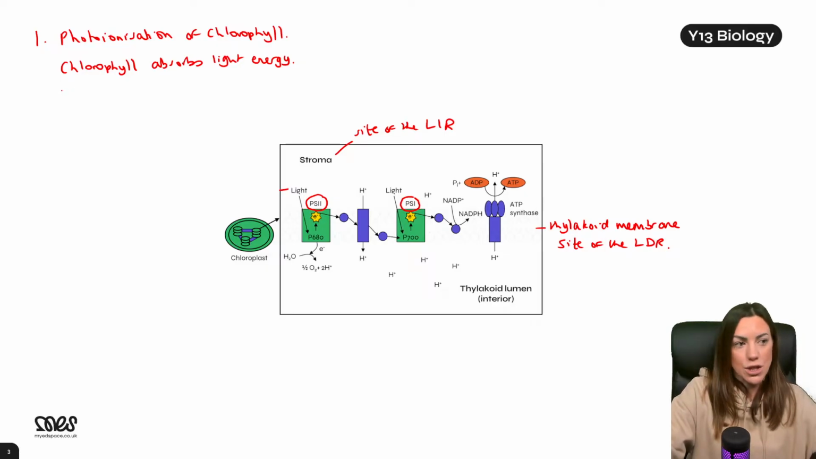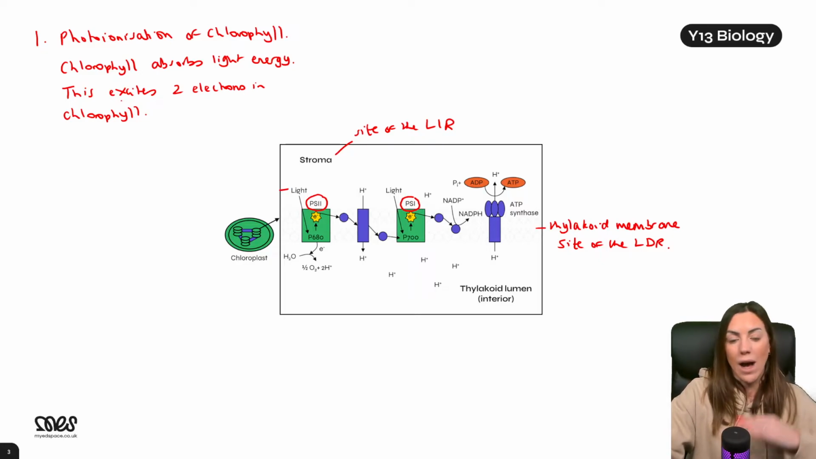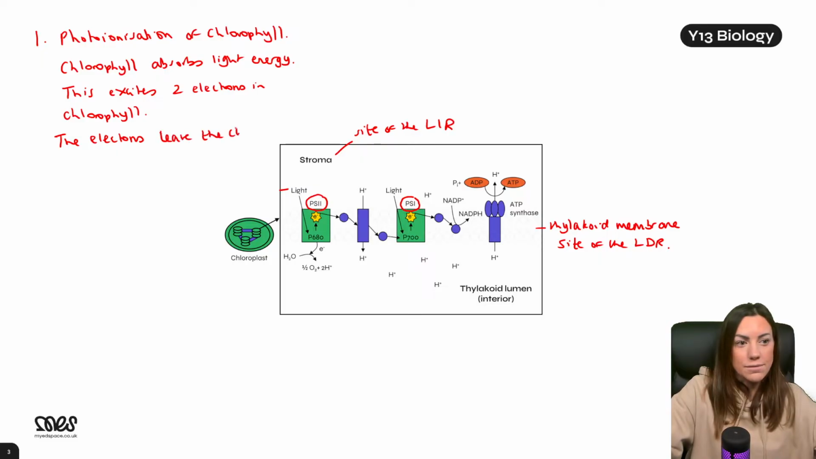Now, what's that going to do? This excites two electrons in chlorophyll. And you might think that the word excite doesn't sound particularly scientific, but that's the term that they want you to use. You're basically raising those electrons to a higher energy level. But we say that the electrons are excited. Once we've excited those two electrons using light energy, the electrons leave the chlorophyll.